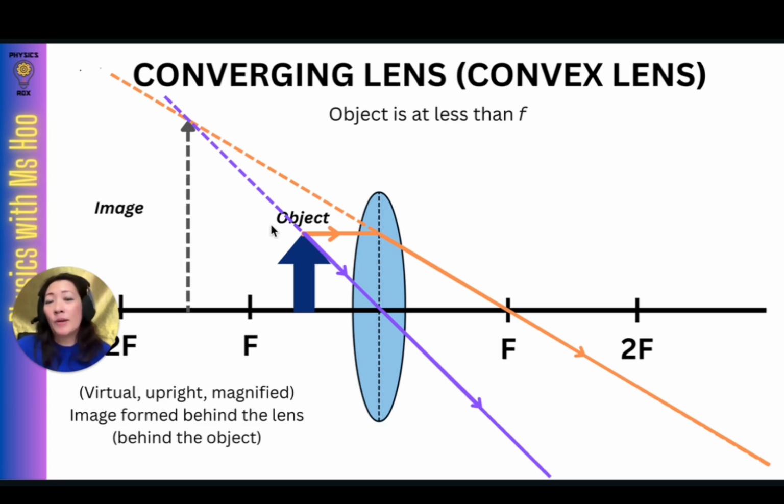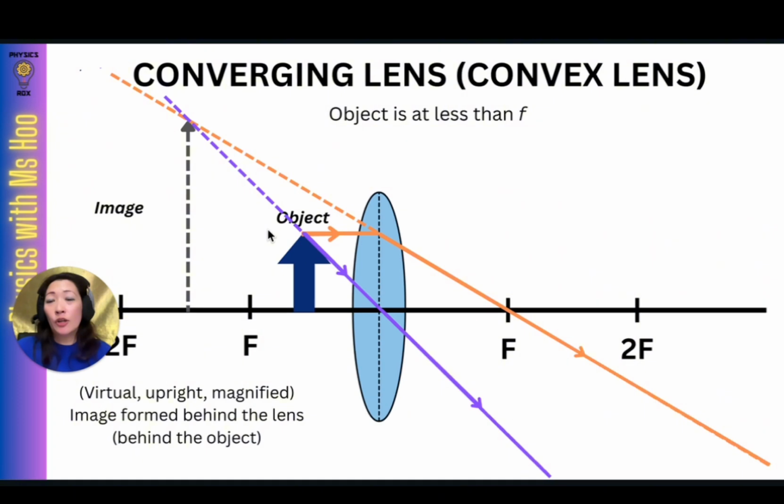So comparing the image against the object, we find the image characteristics are virtual, they're upright because they're both pointing upwards, and the image size is bigger than the object. That's why it's a magnified image. So you get a virtual, upright, magnified image. One thing to note, virtual images are always formed on the same side as the object, or in other words, the image is formed behind the lens, and in this case, the image is formed behind the object.